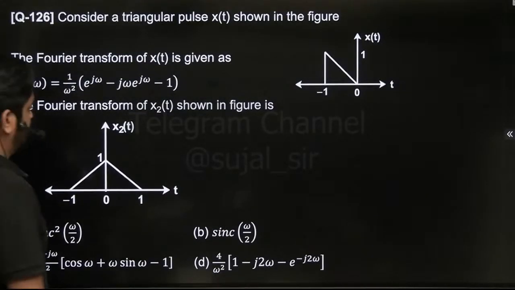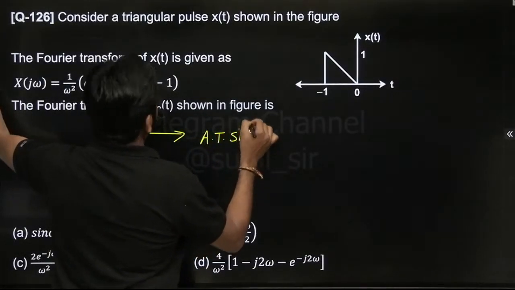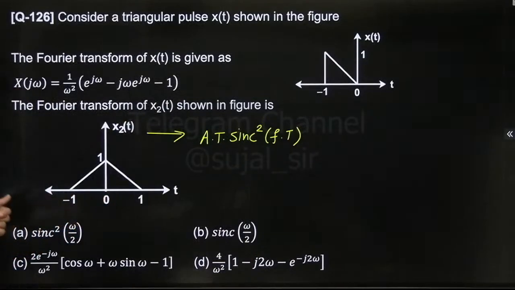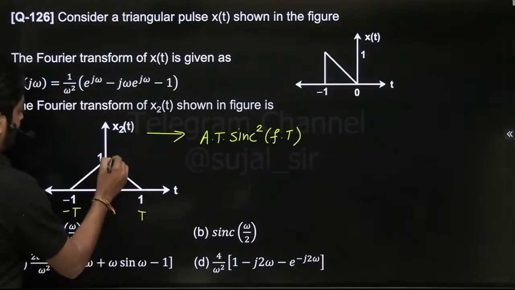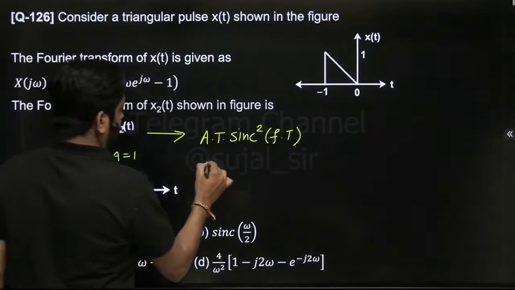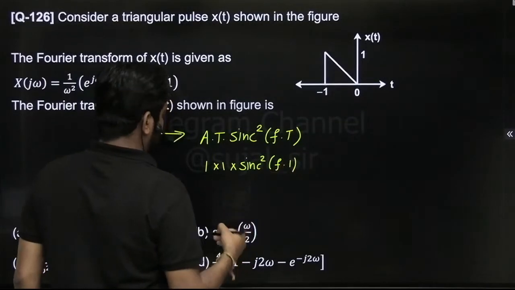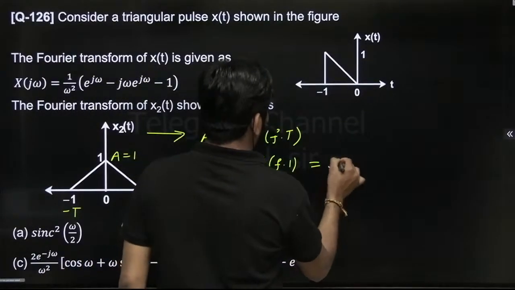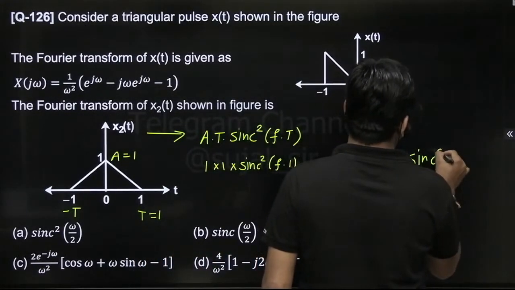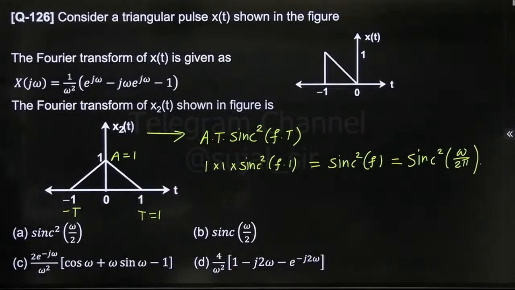So directly also you can do, guys. The Fourier transform of a triangular function, f(t), from minus t to t with amplitude a, is a times t sinc square f t. Here a equal to 1 and t also equal to 1, guys. So 1 into sinc square f into 1. So it is nothing but sinc square f, with f equal to omega by 2 pi. So sinc square omega upon 2 pi. Correct? Omega upon 2 pi, guys.